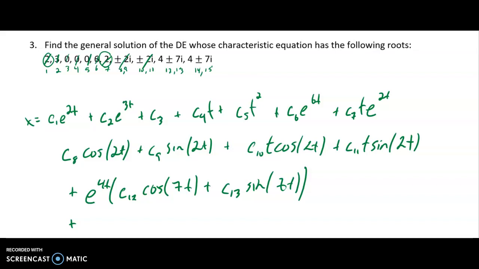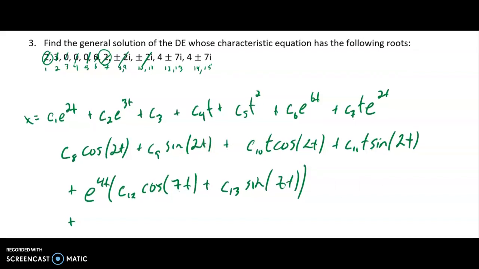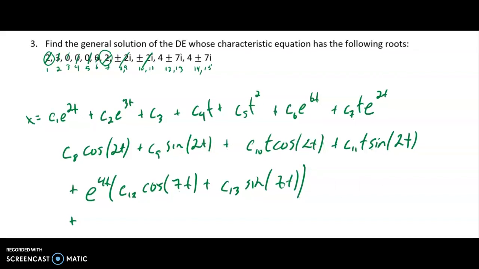plus the last term is a repeated root of that, right? So I'm going to get a t times e to the 4t, open parentheses, and then the same thing I had there, but now I've got c14 cosine of 7t plus c15 sine of 7t, close.